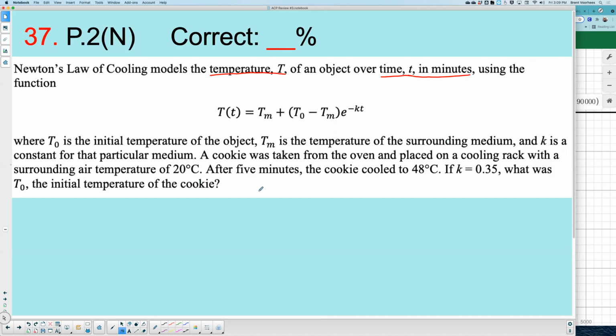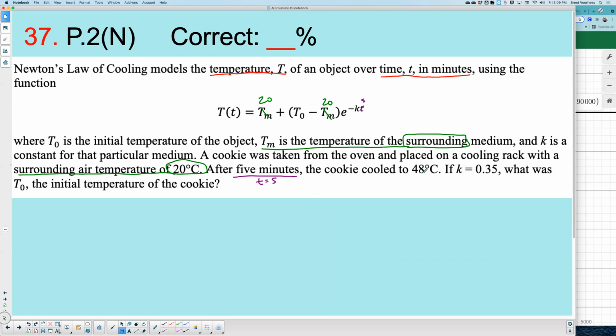A cookie was taken from the oven and placed in a cooling rack with a surrounding air temperature of 20 degrees. Keyword here, surrounding air temperature. So what does that mean? Notice that word surrounding here. This is Tm. So we know Tm is 20. After 5 minutes, that's a time. So little t is 5.